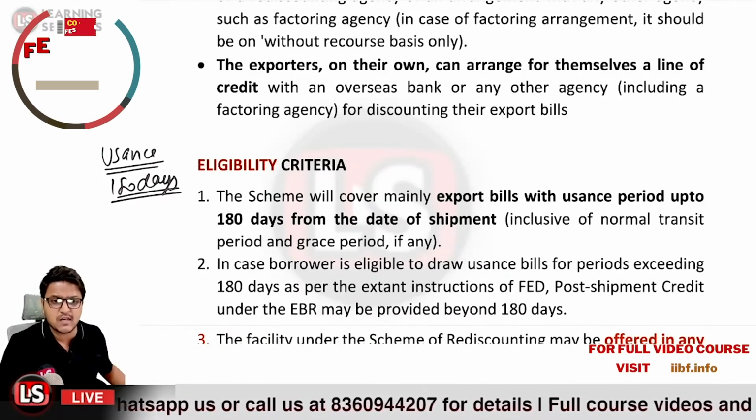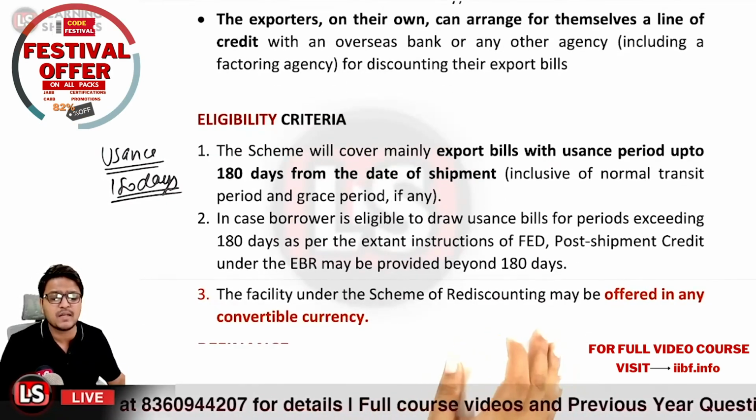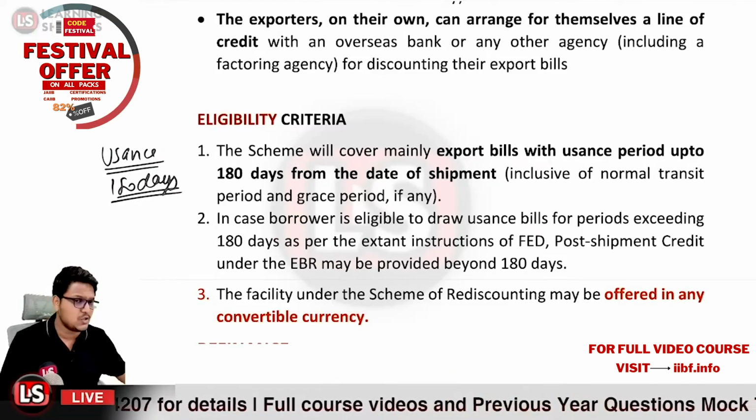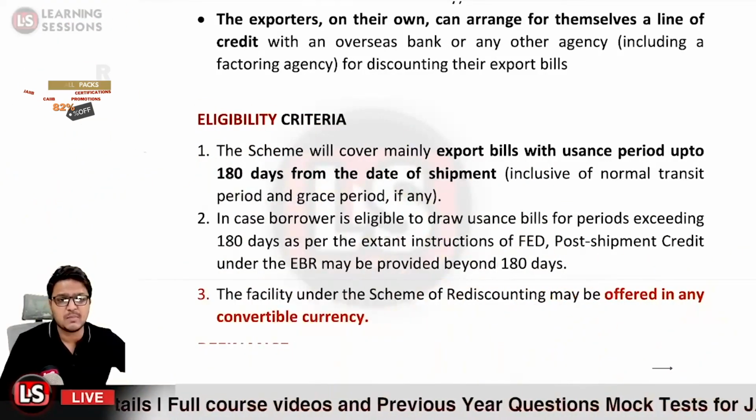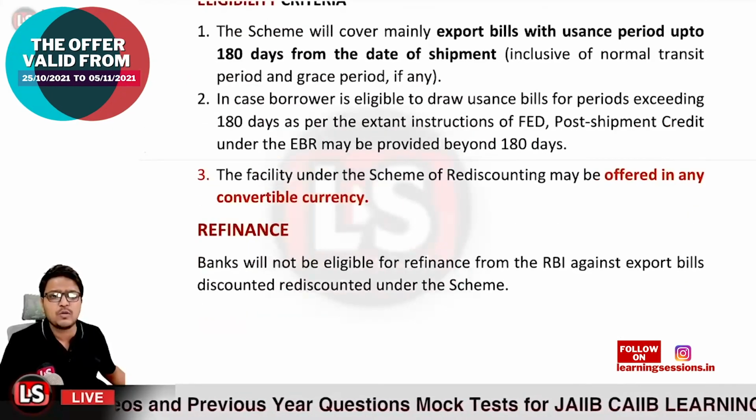Okay, and the third one, it says the facility under the scheme of rediscounting may be offered in any convertible currency. So it can be offered in any convertible currency. So that is the case related to it. Then it is related to refinance.